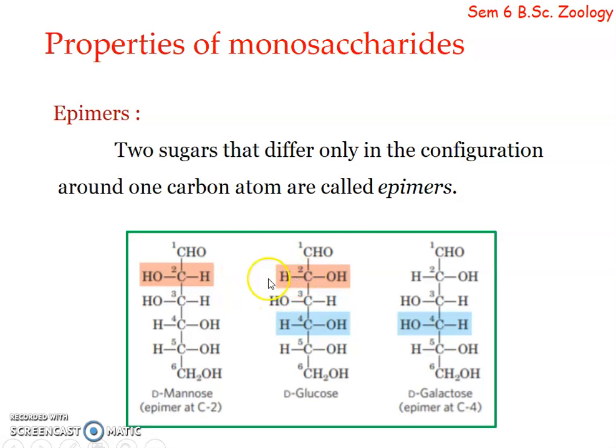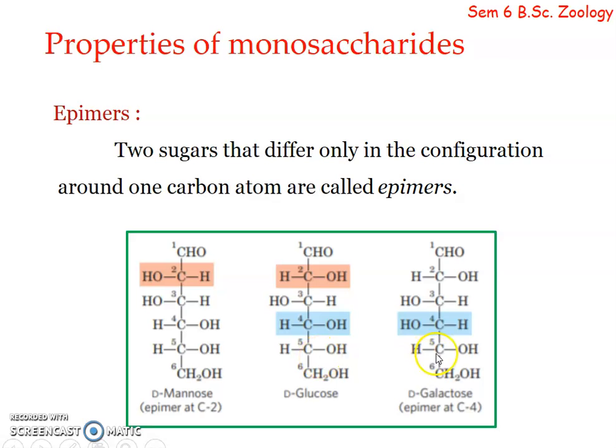Here you can see when we take glucose, except for C3, in all other cases the hydroxyl group is on the right side. It is the D form because the fifth carbon atom has a hydroxyl group on the right side, isn't it? So it is D-glucose. Now, D-glucose and D-mannose differ only with respect to the arrangement of the constituents around the second carbon. So these two are epimers at carbon 2.